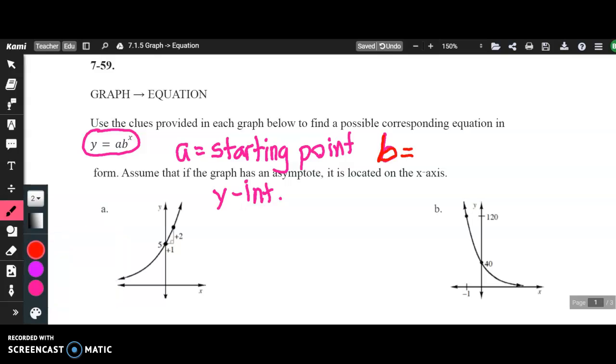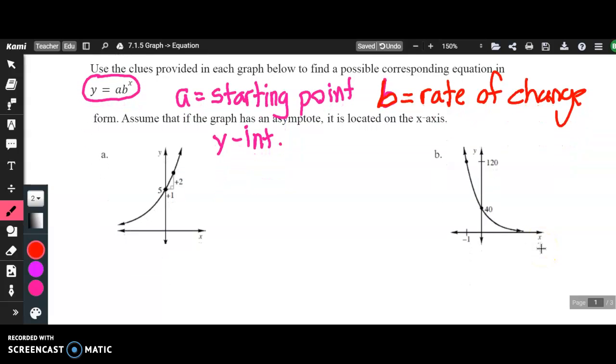So that is how our graph is going to change each time. So A is our starting point or our y-intercept. B is the rate of change. So let's take a look at A together.